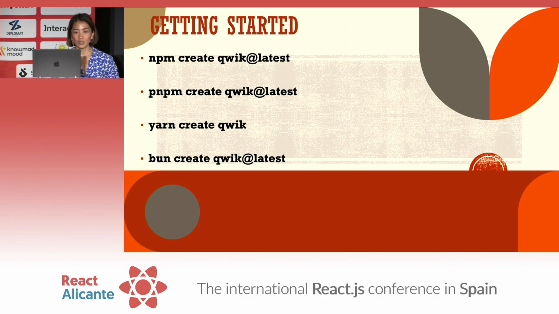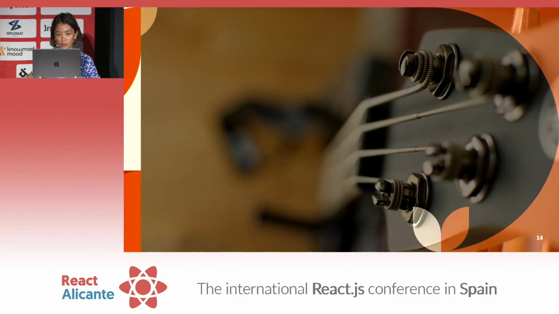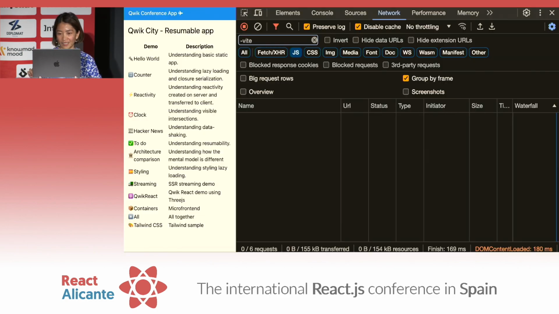So getting started, basically just run npm create quick@latest, or pnpm, or yarn, and this one is the latest. They also have bun create quick@latest. The CLI will guide you through the interactive menu to set the project name and install all your dependencies, and you just go from there. So, okay, let's see Qwik in action. I prepared a video for this just to save time.